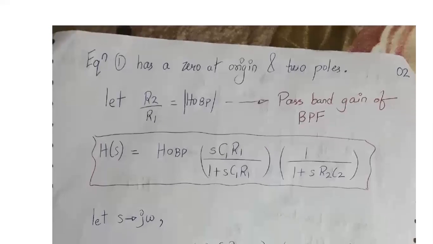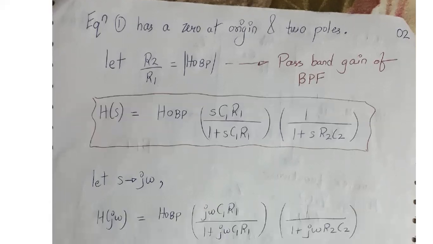Okay. So equation number 1 has 1 zero at origin and it has two poles and its passband gain was given by minus R2 upon R1 if we consider the mod of it. So HOBP is the passband gain for the band pass filter, which will be given by R2 upon R1. And the remaining terms will be as it is. So your new expression of H of S will be HOBP. The second term will be SC1 R1 divided by 1 plus SC1 R1. And the third term will be 1 divided by 1 plus S R2 C2.